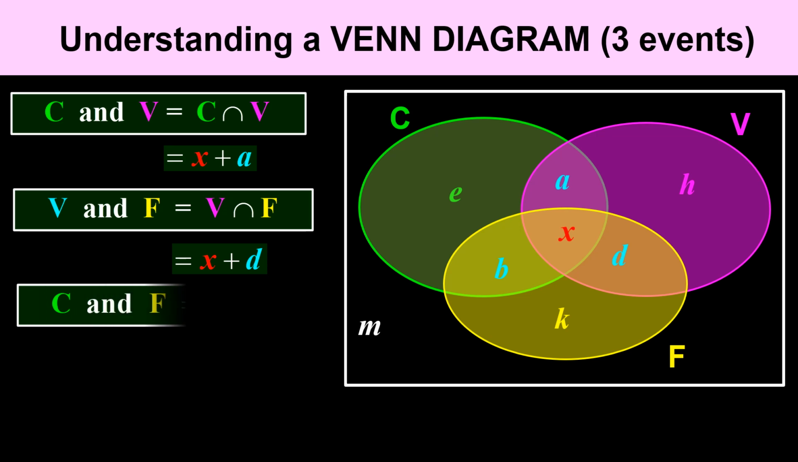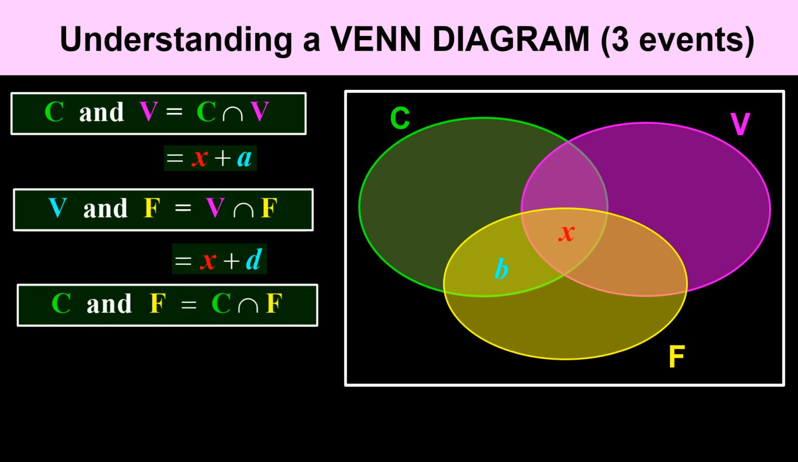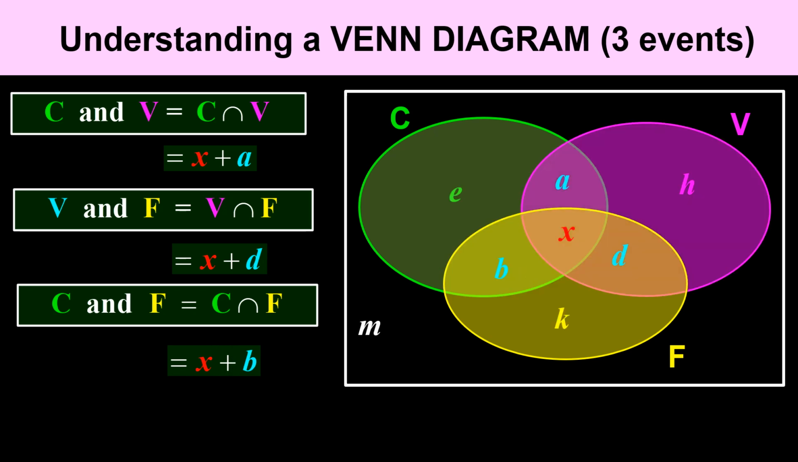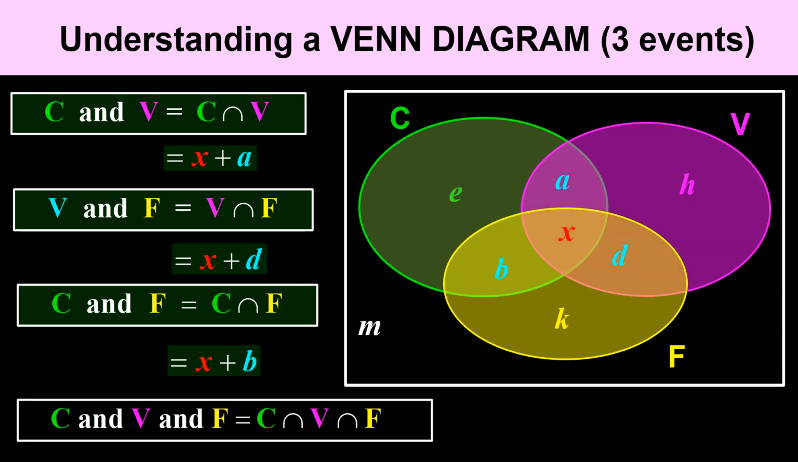Similarly, if I want C and F, right, can you see the C and the F? That's correct. That is the C and the F part. So it's that part there, which is the X plus the B. And now if we want C and F and V, right, all 3 of them, the intersection of all of them, that's that portion there, that belongs to all 3 of them, and that is only the X there.